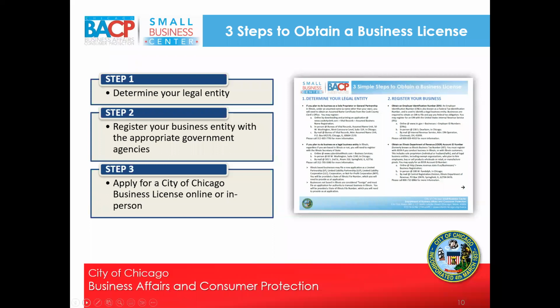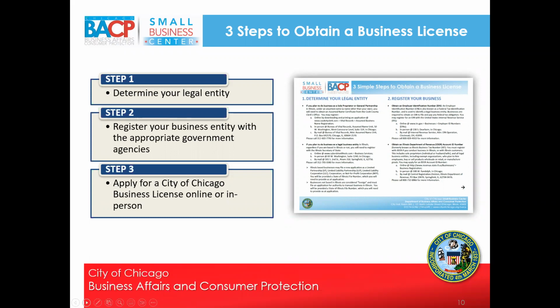So what are the steps in order to obtain a business license? When you come in to see us here at the Small Business Center, we are going to license you however it is that you tell us you're legally structured. So obviously the very first thing that you have to determine is, how do you want to structure yourself? Are you going to be applying for your business license as a sole proprietor, meaning it's just you, no one else? Are you going to be applying as an LLC or a corporation?